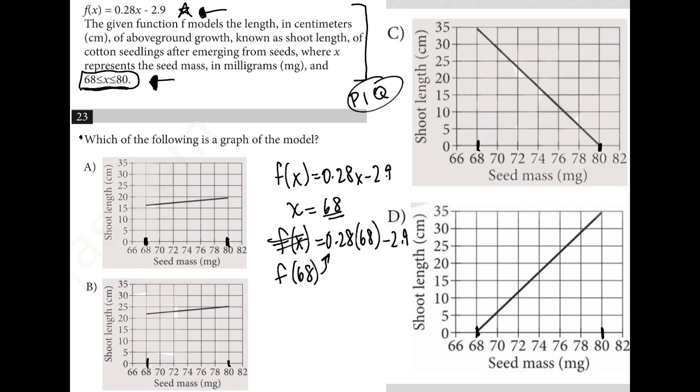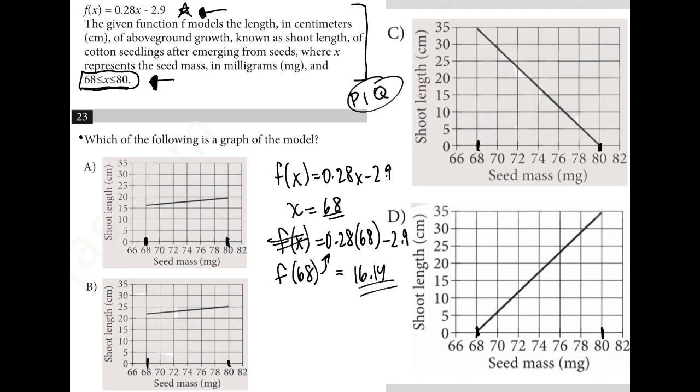I go to my calculator and I find out what that is. What is 0.28 times 68? I got 19.04 minus 2.9. So I'm getting that this should be equal to 16.14. So which graph gives me that?